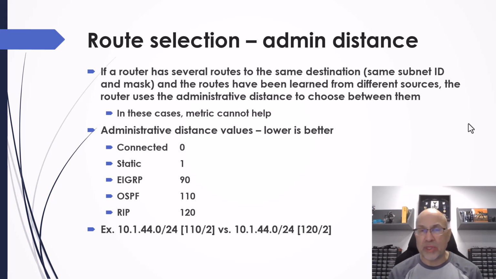And the bottom example that I put on the slides here is the same destination network, 10.1.44.0/24. But we can see that even though the metric looks the same, that's not what we're going to look at. We don't really care because the administrative distance for the first one is lower than the second one. And so we would take that one every single time.